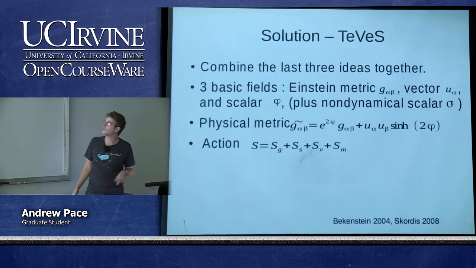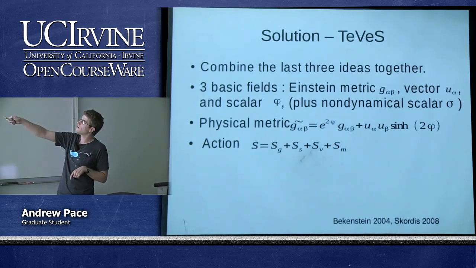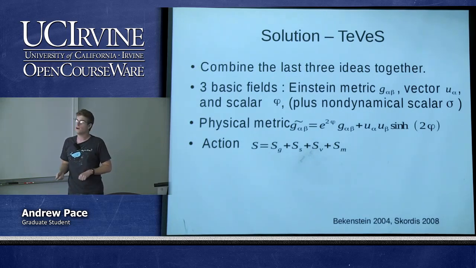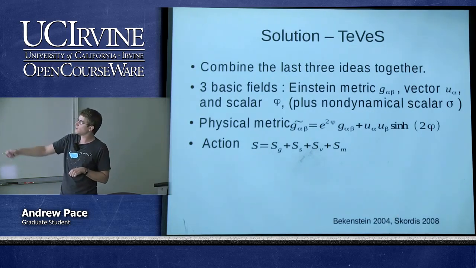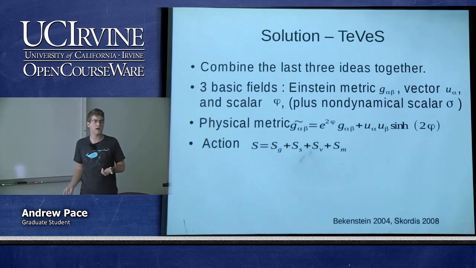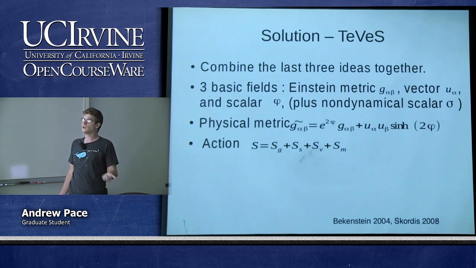So that kind of segues into this. So the solution is called TeVeS, so this stands for tensor vector scalar. And so it's effectively combining the last three ideas together. And so this is Bekenstein's 2004 paper, and this is kind of the first MOND theory that correctly worked for gravitational lensing.